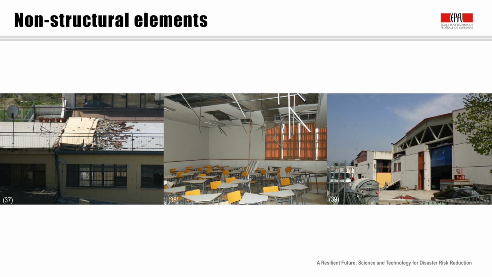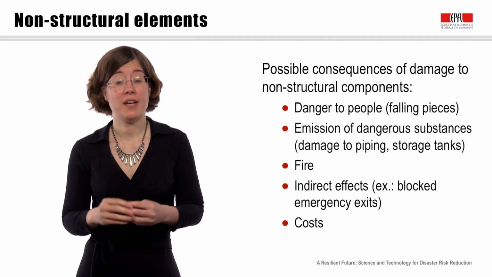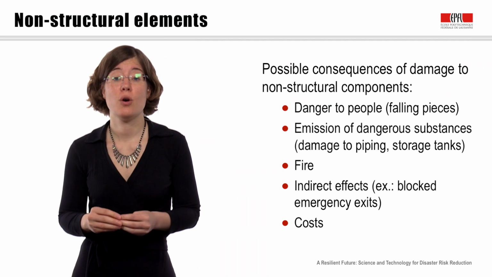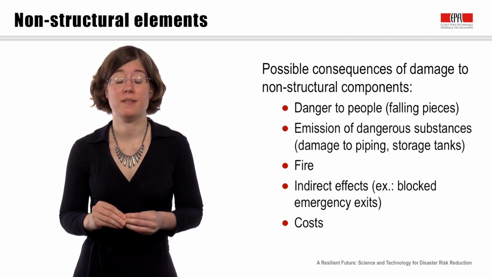Here we see some examples of non-structural components that failed. On the left, a partition wall that fell over. In the middle, suspended ceilings that fell down. And on the right, facade elements that fell down. And it can have secondary effects like blocked emergency exits, it can cause fires, or the emission of dangerous substances.